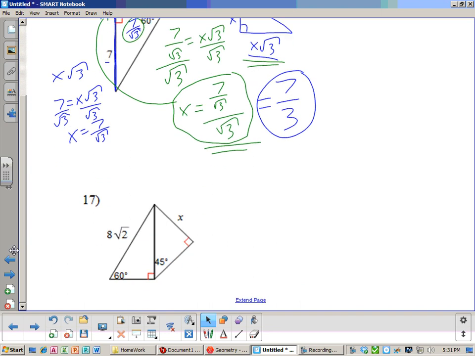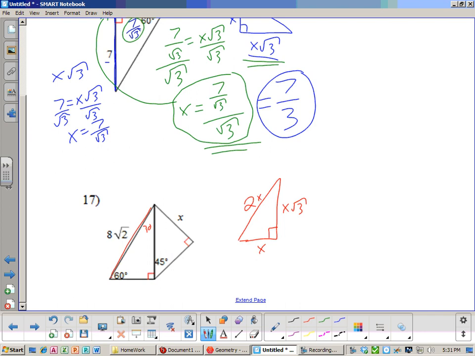All right, number 17 is a mix of both. First, starting off with the 30, 60, 90, where they give you this one right here. Don't forget that if I'm looking at a triangle, the small side is x, the longest side is 2x, and the medium side is x square root of 3. So currently, 2x is equal to 8 square root of 2, right, divided by 2 to solve for x. And I find out that x is really equal to 8 square root of 2 over 2. Right, that's what x currently is.